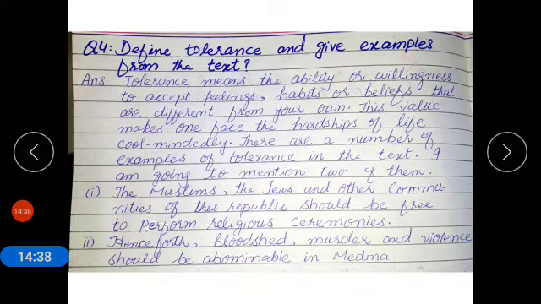Define tolerance and give examples from the text. Tolerance means the ability or willingness to accept feelings, habits or beliefs that are different from your own. This value makes one face the hardship of life cool-mindedly. There are a number of examples of tolerance in the text. I am going to mention two of them. The Muslims, the Jews and other communities of this republic should be free to profess religious ceremonies. Second, henceforth bloodshed, murder and violence should be abominable in Medina.